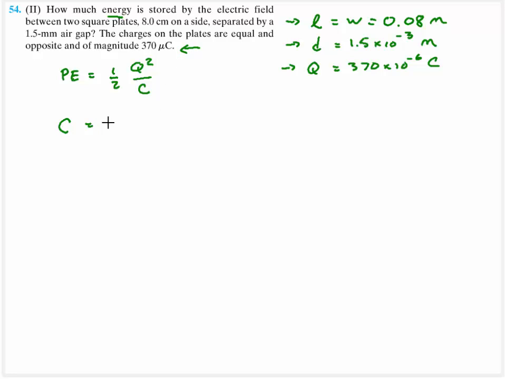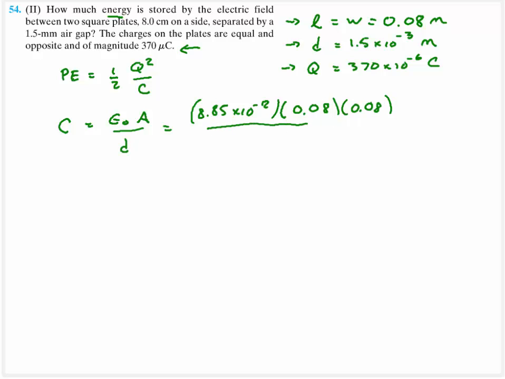So capacitance is going to be equal to permittivity of free space, the area divided by the distance of separation. So 8.85 times 10 to the negative 12th multiplied by my area. That's just going to be the length multiplied by the width, so 0.08 by 0.08. Distance of separation, 1.5 times 10 to the negative 3. Again, had to convert that to meters. And I end up with a very tiny capacitance of 3.77 times 10 to the negative 11 farads.